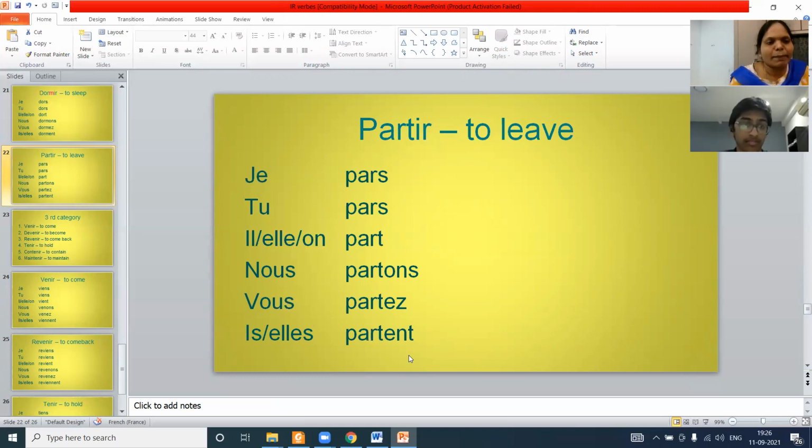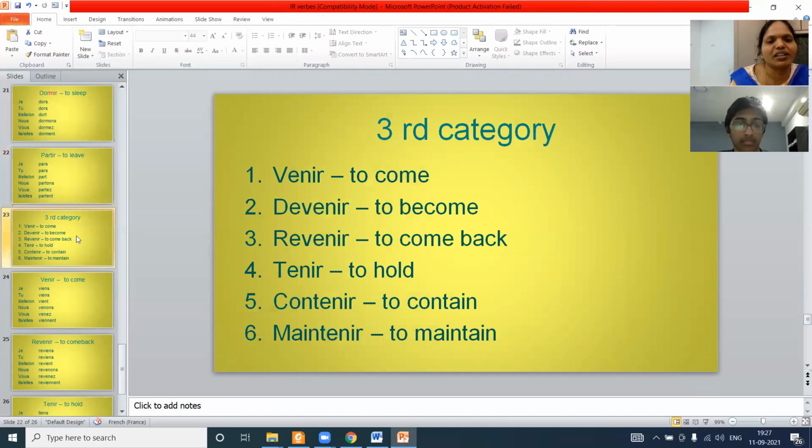Okay. Next one, third category. See, three categories are there, and this is the last one. Okay, these are only for IR verbs, right? IR only. Are there different ones for ER also? ER will be regular, with small changes. That one we will do next class.